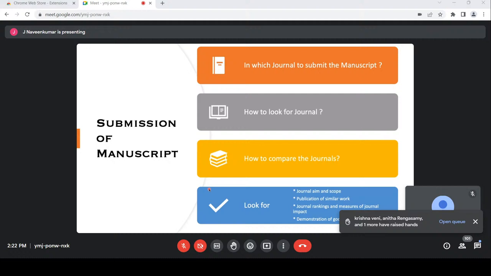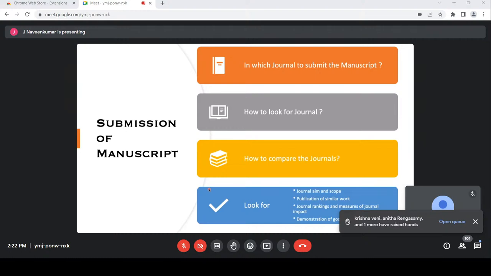Now, once I get one journal, that's fine. But when I do a search, I may get 10 journals which are relevant to my research work. If that's the case, then how do I choose the journal? When I have multidisciplinary journals, or any list of journals, and all those journals are very relevant to my research work, then I need to go to the next level, that is how to compare these journals and select one of them from the whole list, right? That's where the ranking comes into play.